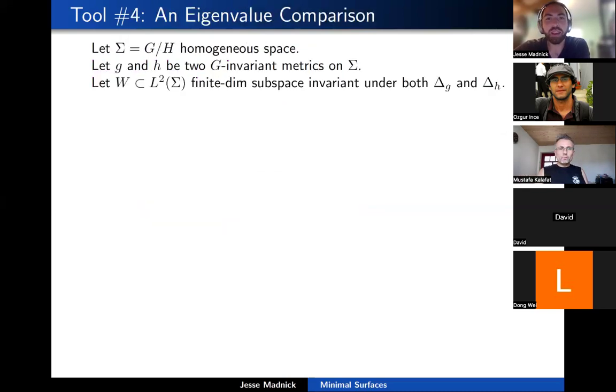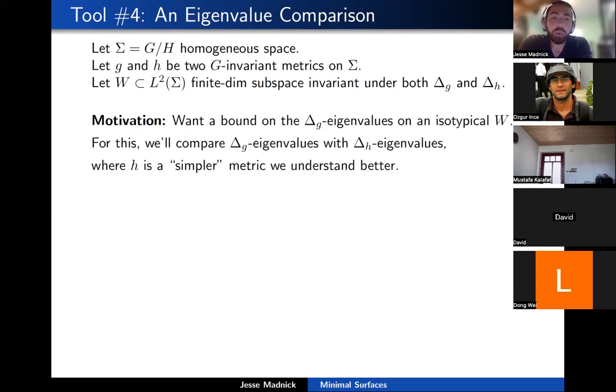Okay, one last tool. This is the bound that was referenced earlier. This is our contribution, or an extension to this method. So let sigma be a homogeneous space. Again, it doesn't have to be a hypersurface. It's just an abstract Riemannian homogeneous space. And let little g and little h be two capital G invariant metrics on sigma. And let's say W is a finite dimensional subspace invariant under both Laplacians.